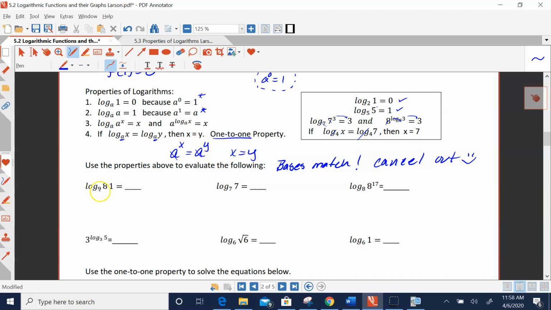Let's take a look at log base 9 of 81. I would like to have this base of 9 also be a base of 9 where that 81 is. So my goal is to try and figure out how I can write that 81 as 9 to a power. We probably already saw it, but 9 to what power is equal to 81? 9 squared. And based on our properties, when that base and that base match up, they cancel, the answer would just be 2.